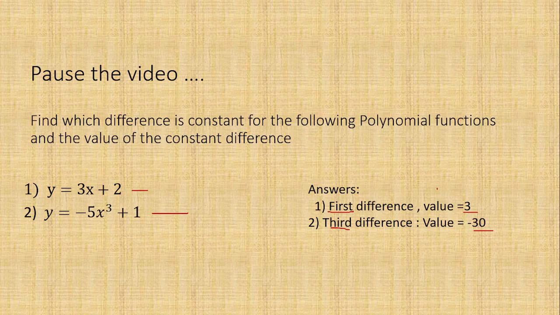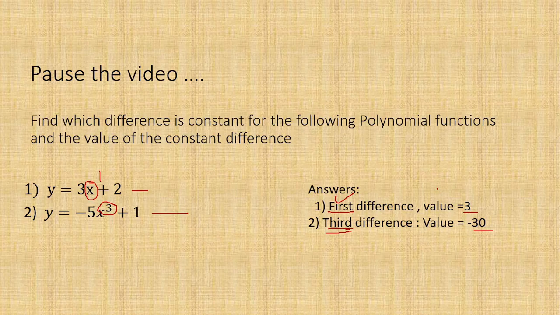So here again we observe, for the first one, what was the degree of the polynomial? The degree of the polynomial is 1. And since the degree is 1, the first difference here is going to be constant. For this polynomial, what is the degree? The degree is 3, and so the third difference comes out to be constant.